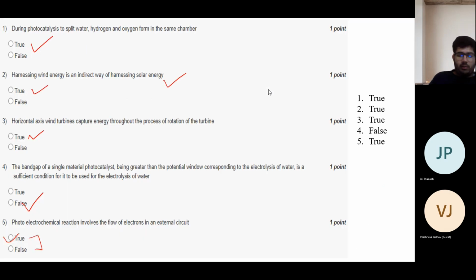These are the quiz. The first one is true: during photocatalysis to split water, hydrogen and oxygen form in the same chamber. Harnessing wind energy is an indirect way of harnessing solar energy. It's also true. Horizontal axis wind turbines capture energy throughout the process of rotation of the turbine. It's also true. The band gap of a single material photocatalyst being greater than the potential window corresponding to the electrolysis of water is a sufficient condition for it to be used for the electrolysis of water. It's false. And the photoelectrochemical reaction involves the flow of electrons in an external circuit is true.